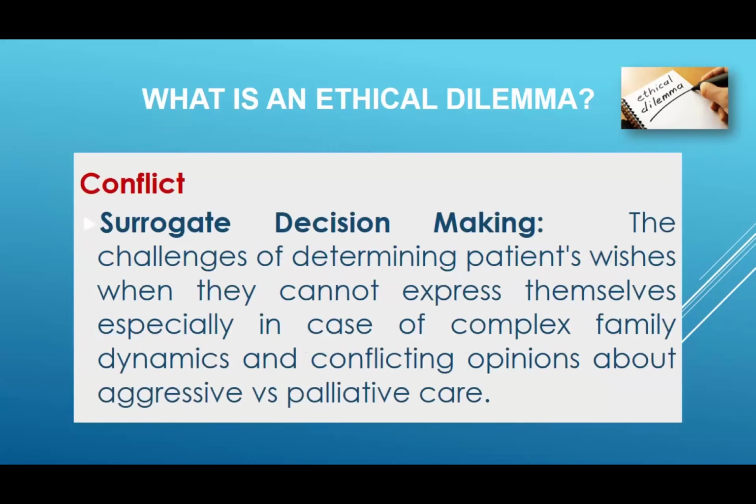Surrogate decision making: the challenges of determining the patient's wishes when they cannot express themselves, especially in case of complex family dynamics and conflicting opinions about aggressive versus palliative care. Sometimes the patient doesn't want to undergo surgery, but his relatives want him to do the surgery. Okay? In this case, there is a conflict, there is an ethical dilemma.